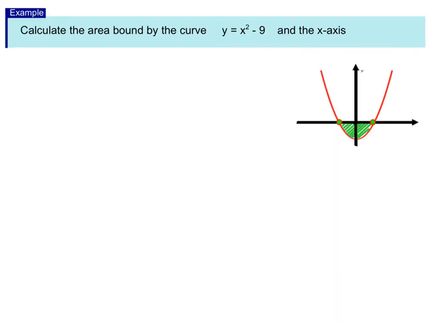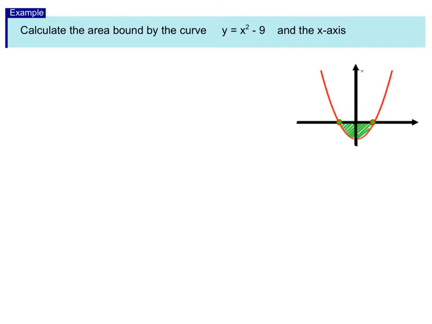Here's another example. I want to calculate the area bound by the curve y equals x squared minus 9 and the x-axis. So here we have our little diagram set up. X squared minus 9, so a happy parabola. Y-intercept, this should be negative 9 down here. I've got the x-axis. I've got the shaded in bit.